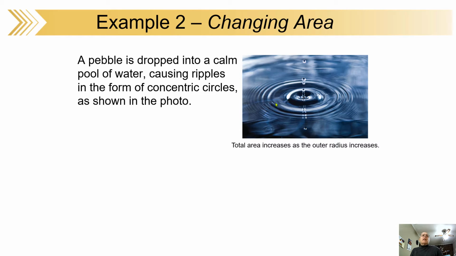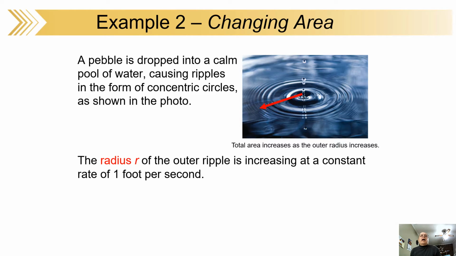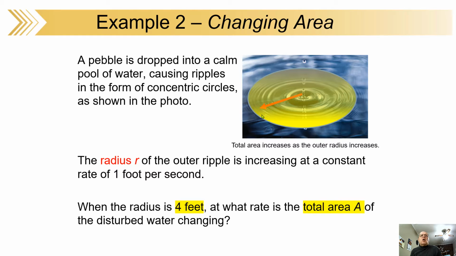Here's an example. You drop a stone into some water and you get ripples. You've seen that. You get concentric circles just like in the picture. And the radius of the outer ripple, that's the part out around the edge, is increasing at the constant rate of 1 foot per second. So every second, the current ripple is moving 1 foot. When it gets out to 4 feet, what's the rate of the total area?